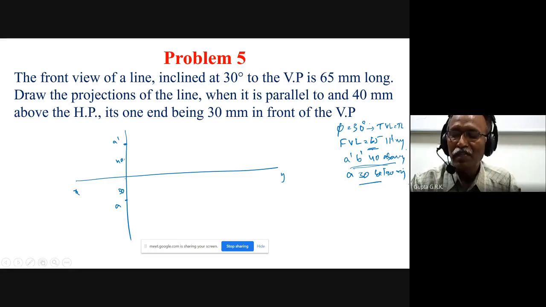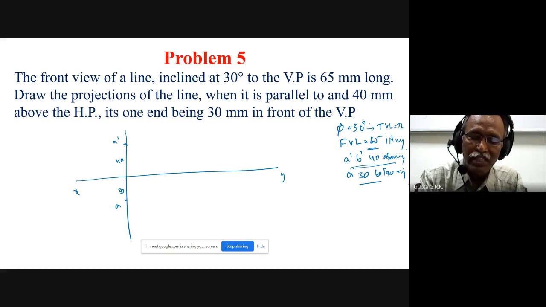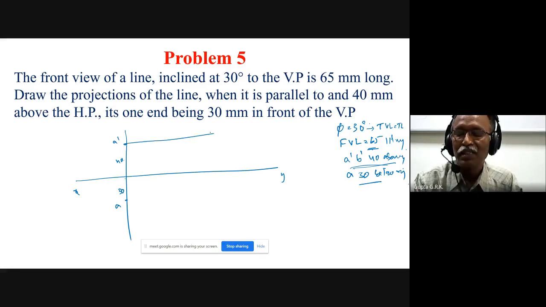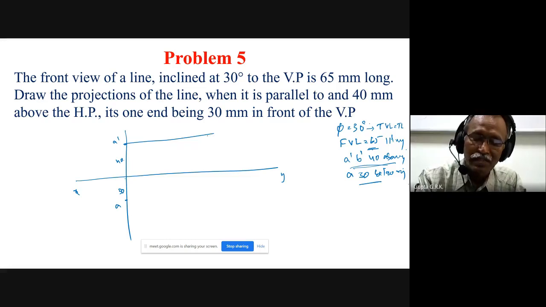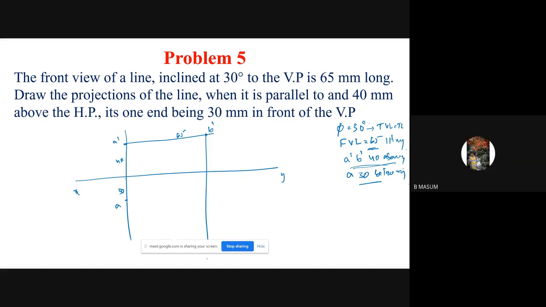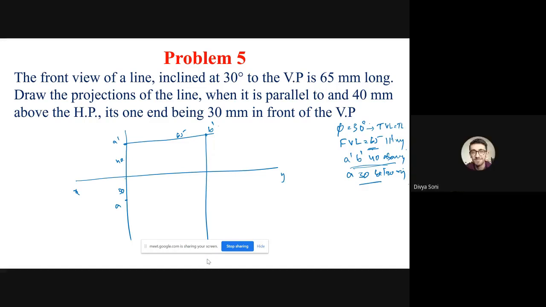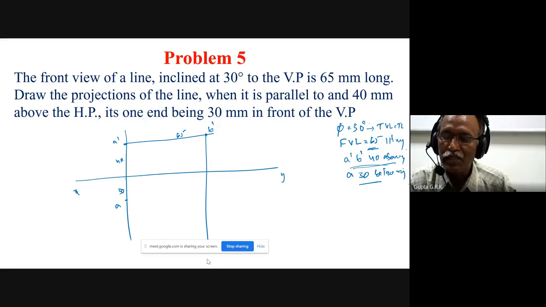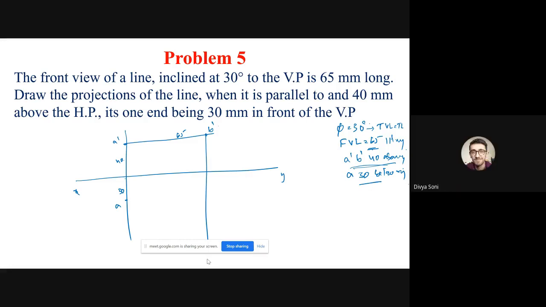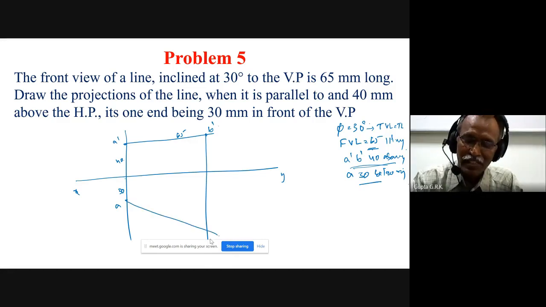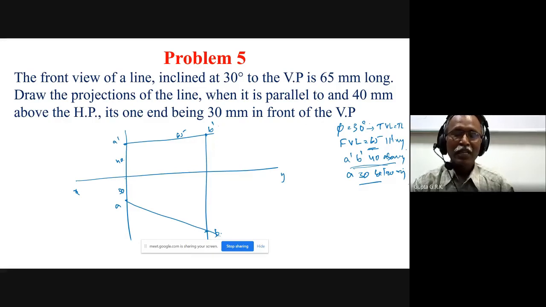And front view is parallel. A dash B dash is parallel. And what is the length? 65. Okay, so I cut it by 65. This is B dash. And where will be B then? It should be on this projector line. The front view length is 65. So with 30 degrees phi, I have to cut. So here, this is B. And sometimes you may be asked to find out what is the true length of the line.